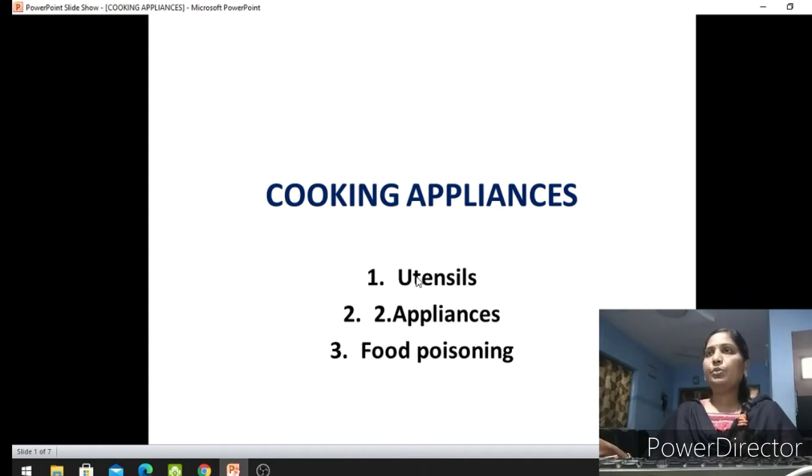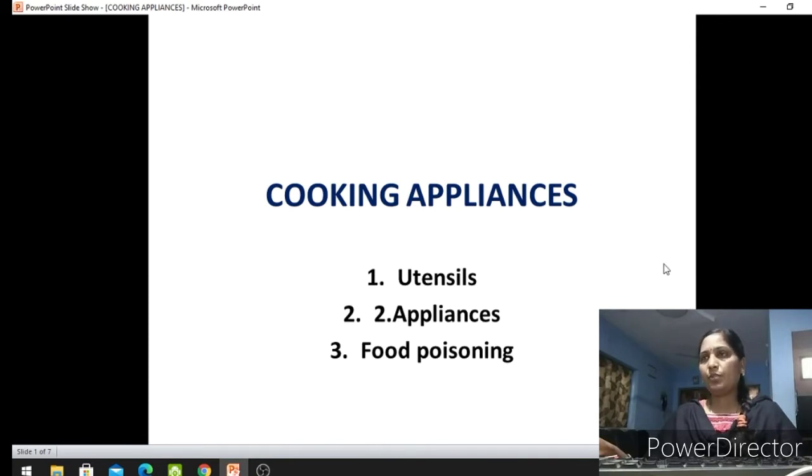That is utensils. U-T-E-N-S-I-L-S. Utensils. And the second word is appliances. A-P-P-L-I-A-N-C-E-S. Appliances. Next one is F-O-O-D. Food. P-O-I-S-O-N-I-N-G. Poisoning. Food poisoning. So these are the new words you are going to learn in this block 13 S3, children. You are doing block 13 S3.